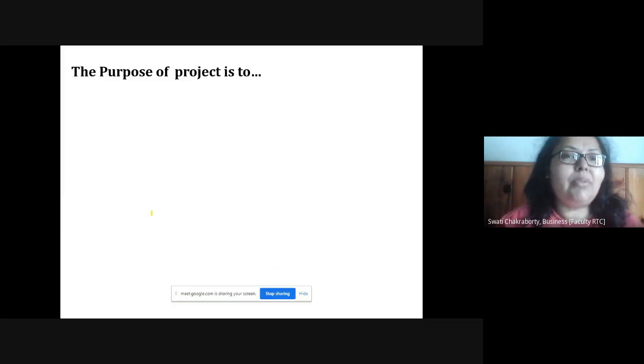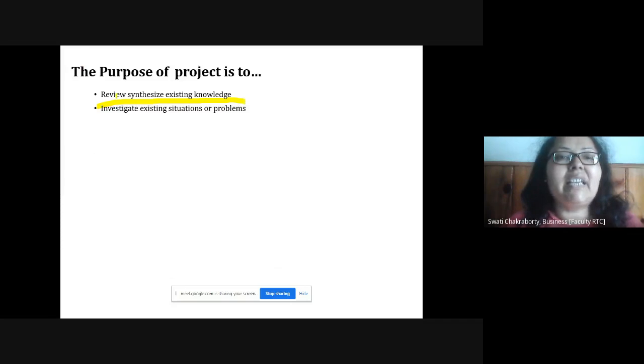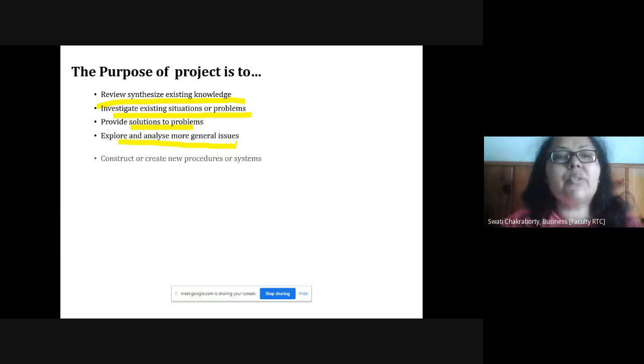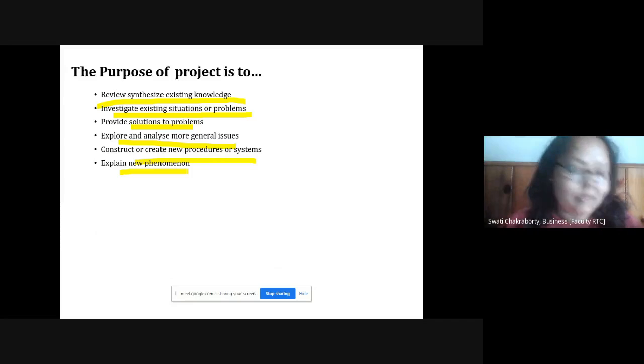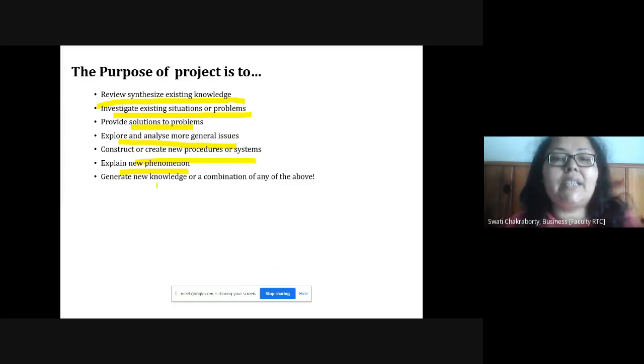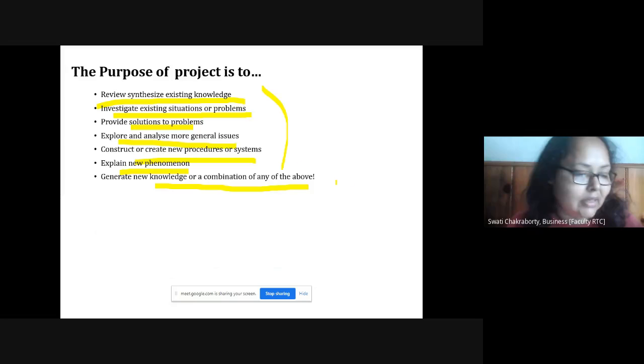Okay, so the purpose of the project first comes up is to review and synthesize existing knowledge, investigate the existing situations or the problems, then provide solutions to problems, explore and analyze some more general issues, construct or create new procedures or systems, try to explain new phenomena, create new knowledge, or a combination of any of these, right?